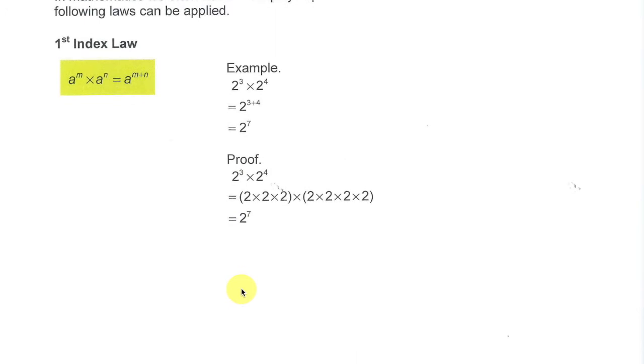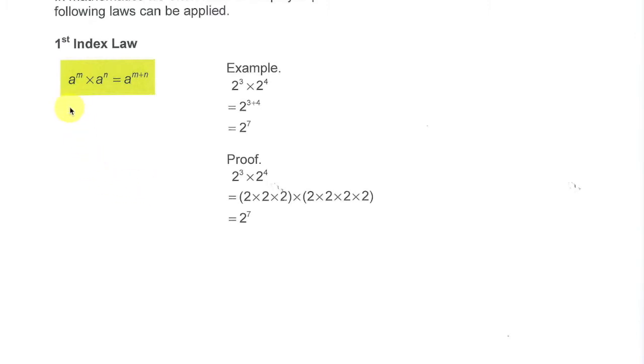These index laws, hopefully this is just revision of what you did last year, but I'm going to take you through it and prove each one. And so hopefully that will develop your understanding a little bit further and make it easier to remember the index laws if you have a good understanding of where they've come from.